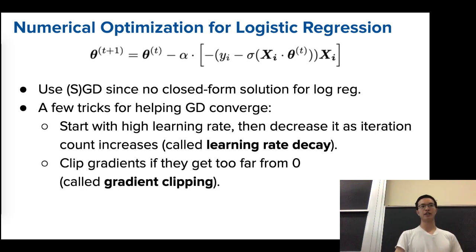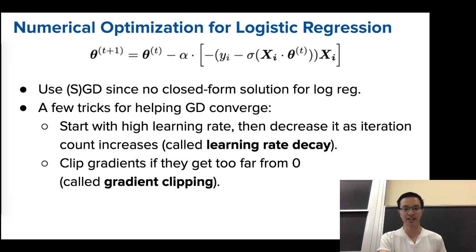Okay, the next thing we'll do is we'll clip the gradients if they get too far from 0. And this is called gradient clipping. Essentially, if our gradient is too big, we'll just make it smaller. If a gradient is too negative, we'll make it less negative. And that way we don't have really big updates for our theta values. And that helps our gradient descent converge because we'll be less likely to get some crazy theta values.